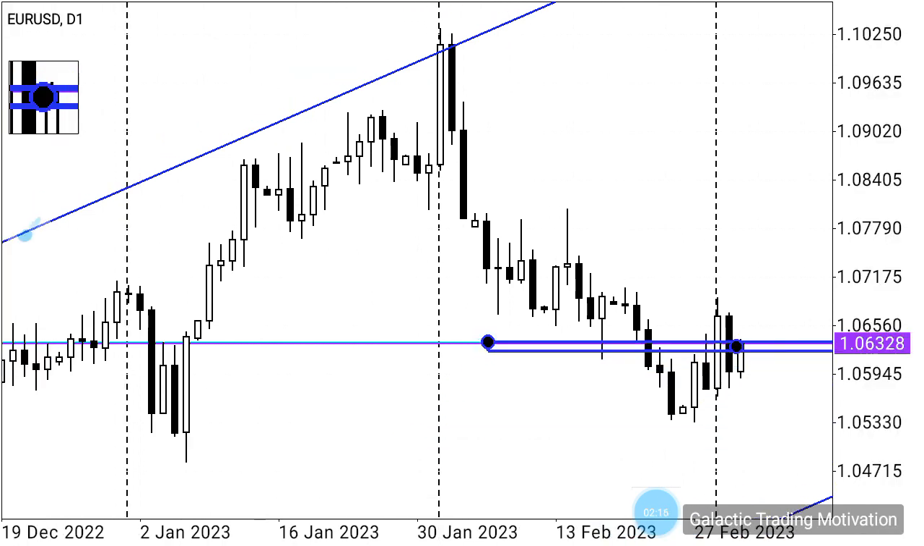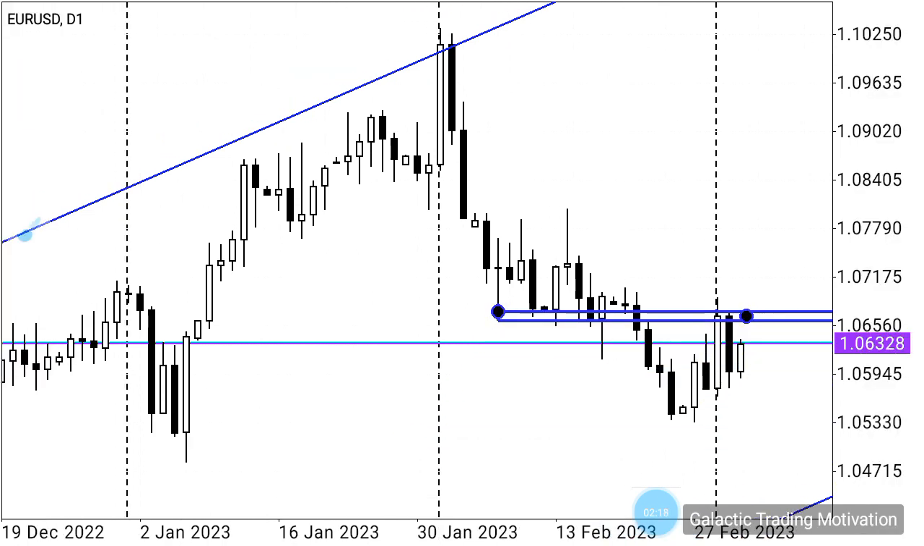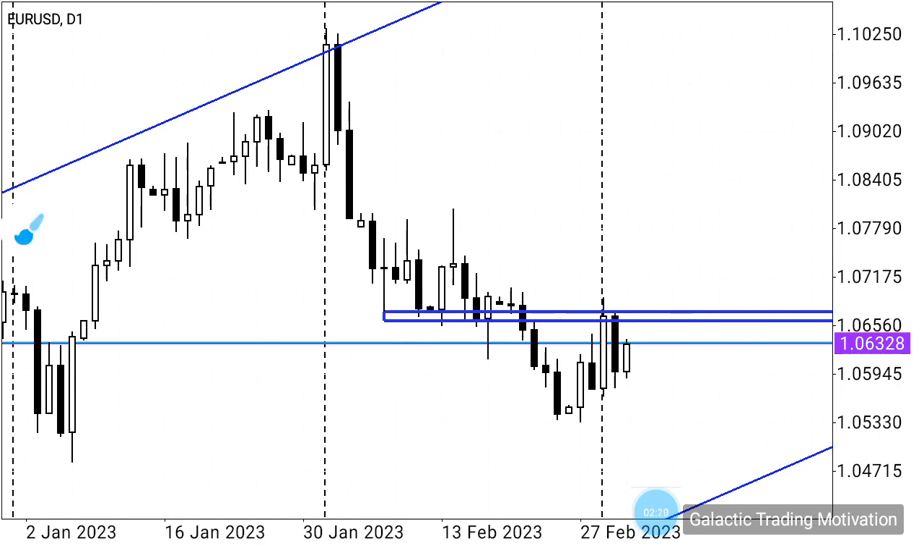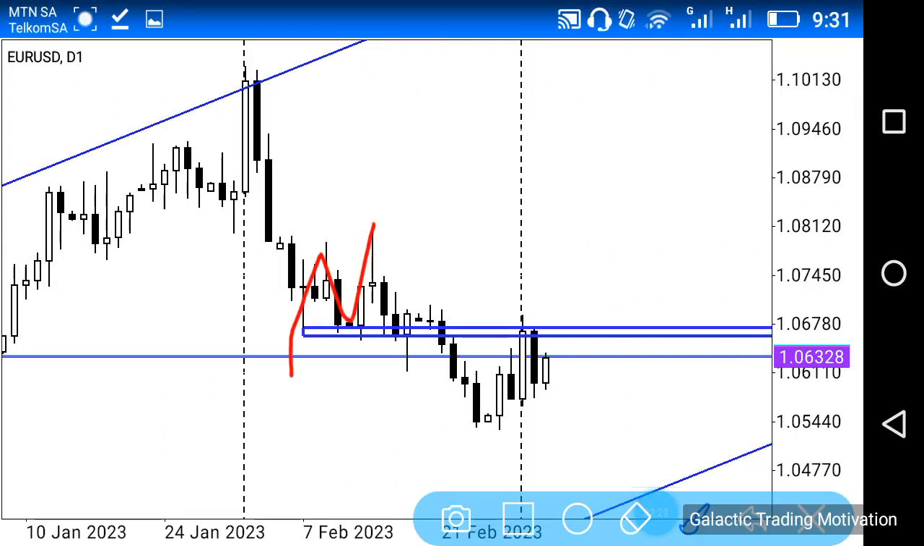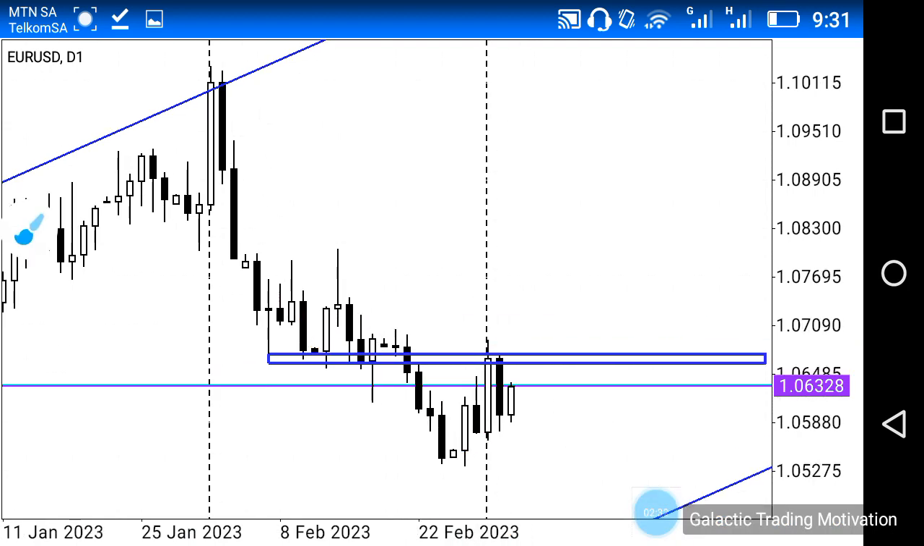Just bear with me guys. So we can say that this point over here, guys, as I said, is the neckline of this M structure over here, right? And we saw price coming back to the neckline to test it, and at this point is where we should be looking for those selling opportunities, right? However, before we sell, we just need confirmation, right? Anyway, from here what I'm going to do is head down to the H4 chart.